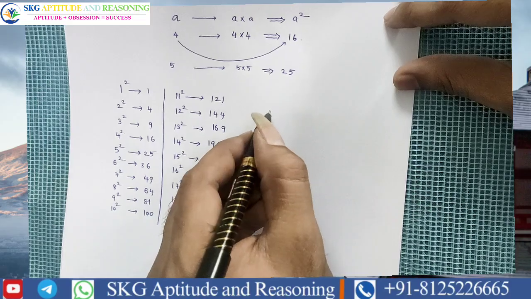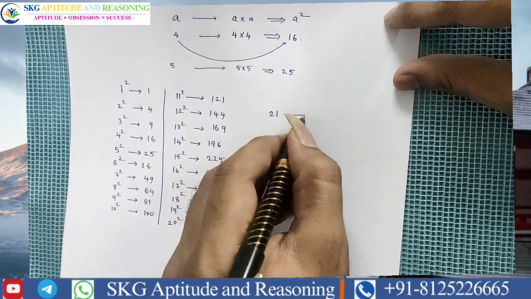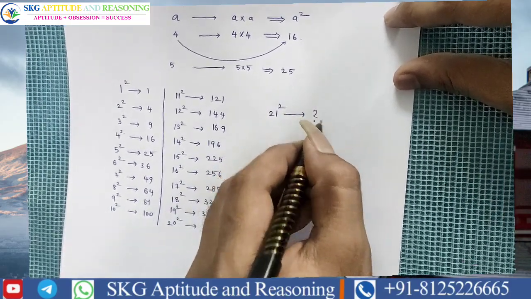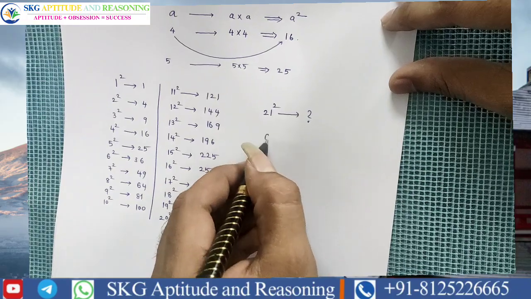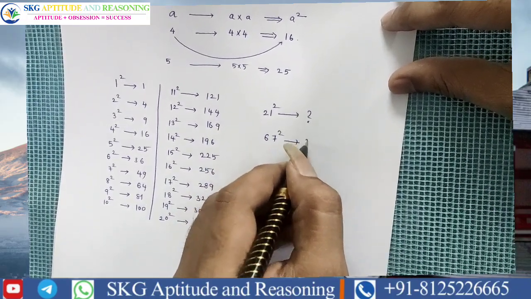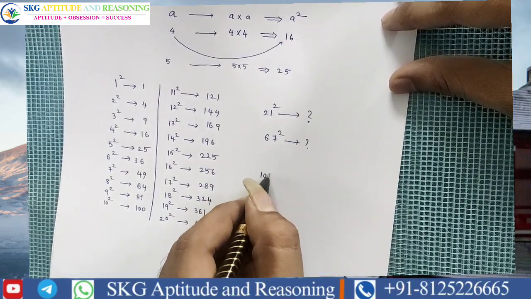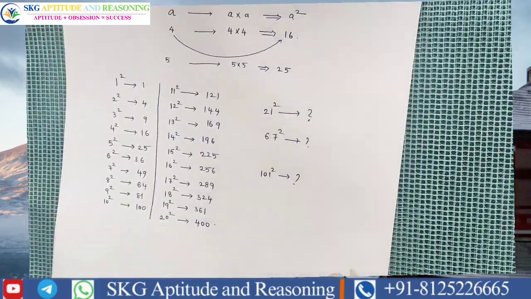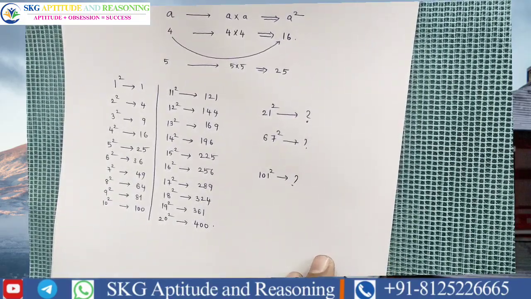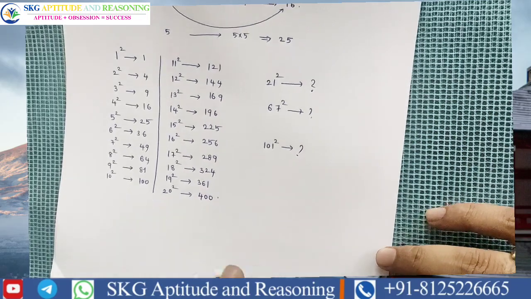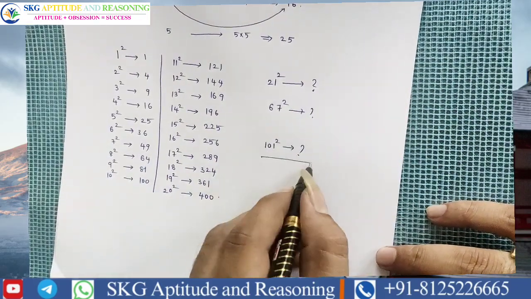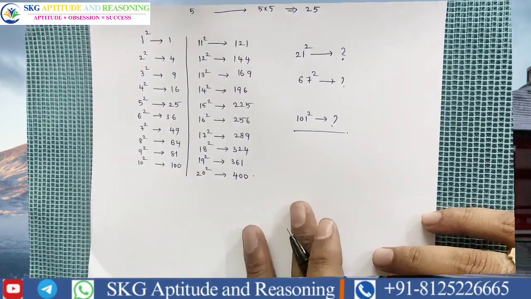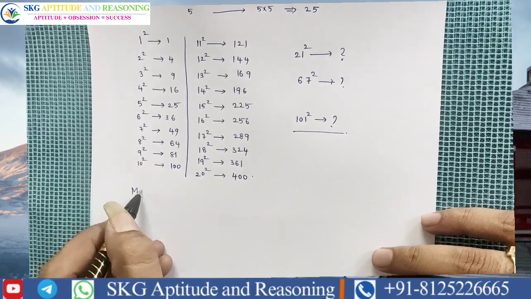So now I want to find what is 21 square. Or I need to find what is 67 square, or what is 101 square. There are some methods to find the square of a given number here. So let us consider method 1 here.